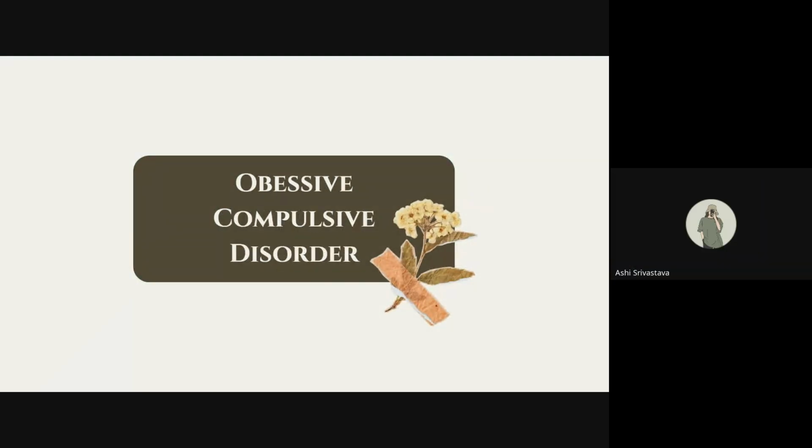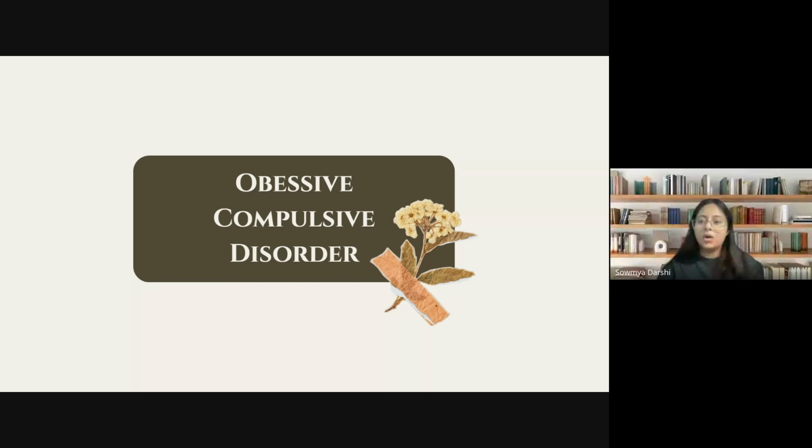Does it always come with the thought that something bad will happen? Does it happen normally also, or does it always come with the thought of something going bad? No, not always, but there are certain components.